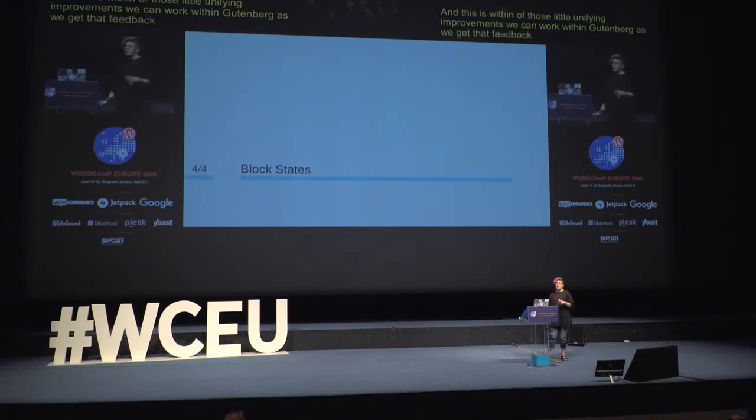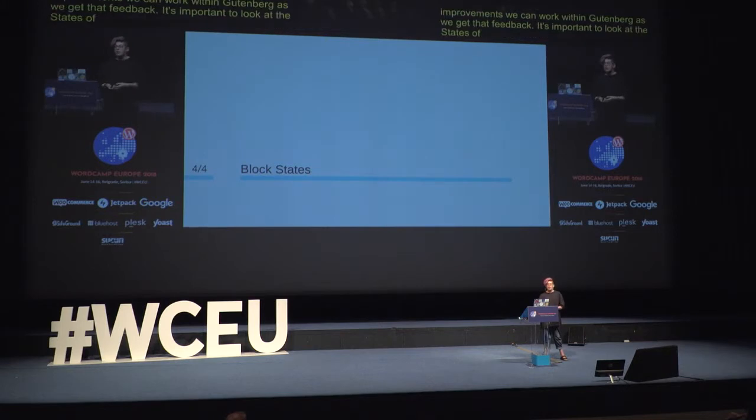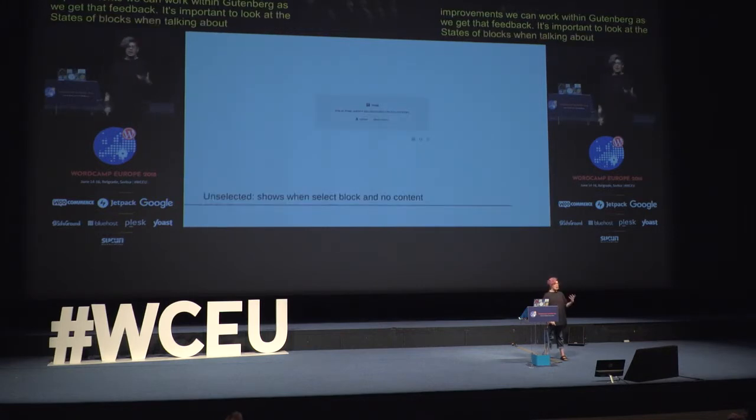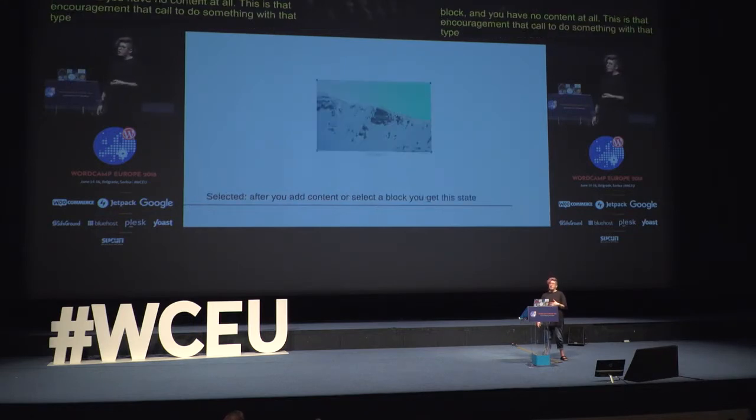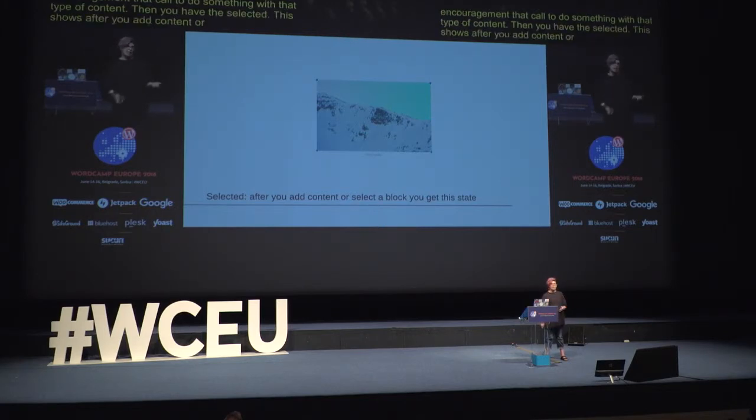It's important to look at the states of blocks when talking about designing within Gutenberg. Here we have the unselected placeholder, and this shows when you select the block and you have no content at all. This is that encouragement, that call to do something with that type of content. Then you have the selected. This shows after you add content or select a block, you get this state.